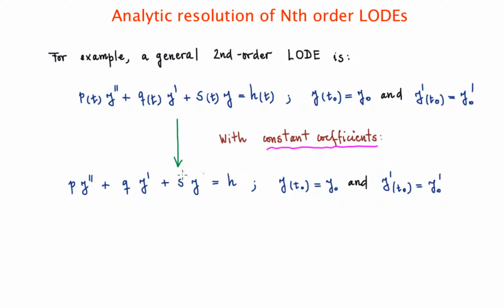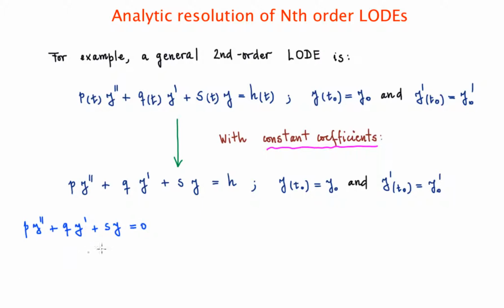This is the most general expression for the second order linear ordinary differential equations with constant coefficients. This is the equation again, and this is the initial condition. In this case, we can say some words on the analytic resolution. First, we have to center our analysis on the homogeneous equation, the one where h is equal to 0, which is this equation: p times the second order time derivative of y plus q times y prime plus s y equals 0.